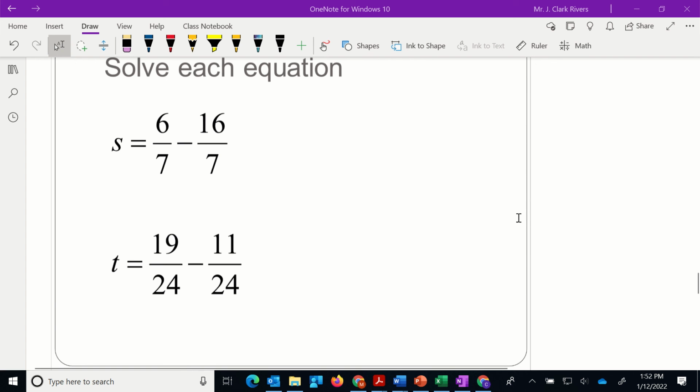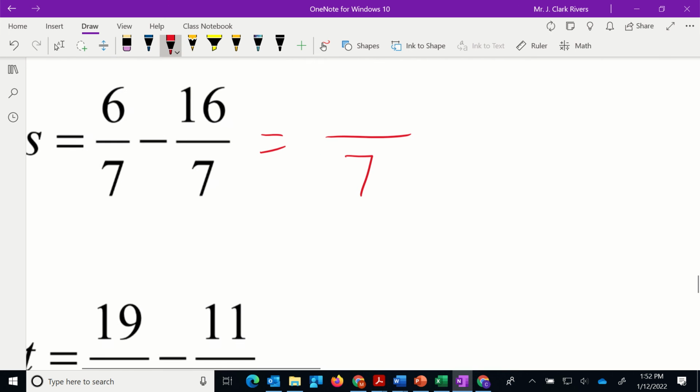All right, Lena, walk me through this first one here. 6/7 minus 16/7. We got the same denominator, right? So what's our denominator going to be? 7. What's 6 minus 16? -10. All right, so you should have -10/7.